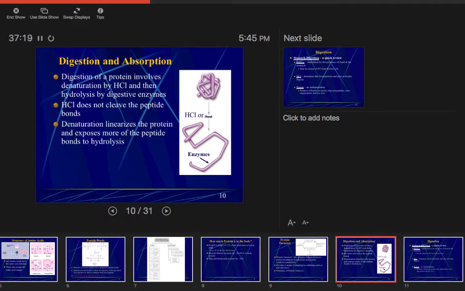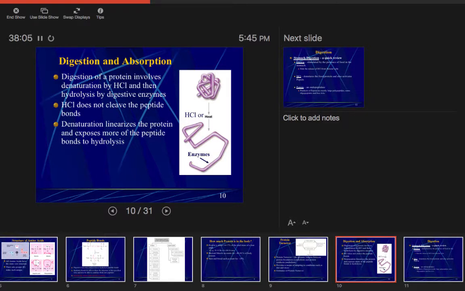Okay, let's talk about digestion and absorption. Again, we'll go through some details here, and keep in mind we're learning more details than we did in the digestive system, and I'll tell you why as we go through this. So digestion of a protein involves denaturation by hydrochloric acid. In other words, denaturation is different than digestion. So this is a protein in its native conformation, with its normal structure. Hydrochloric acid or heat changes the interactions between the side groups, and now the protein changes shape. It's now denatured. Denaturation of the protein is important because it makes more of those peptide bonds accessible to digestive enzymes.